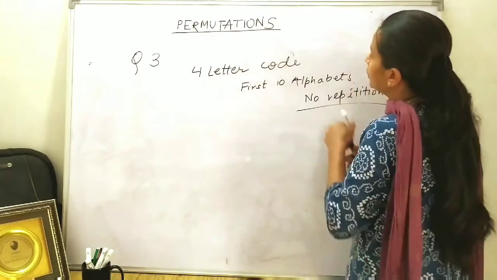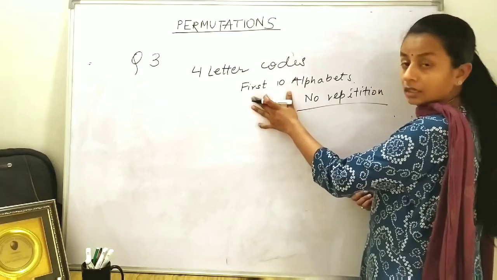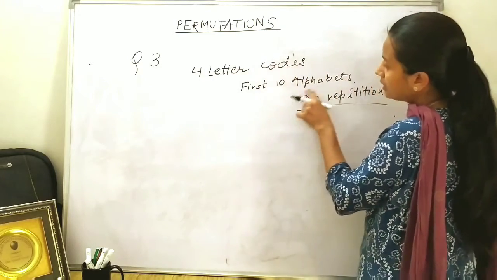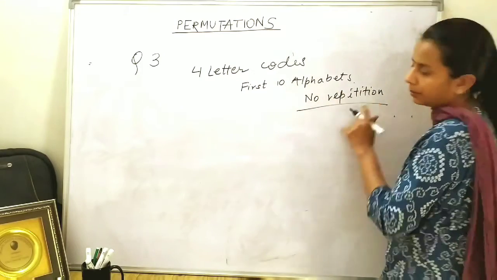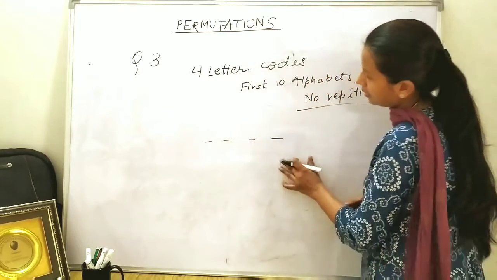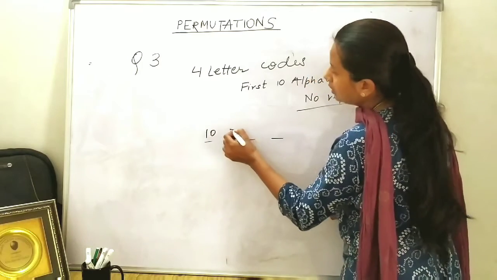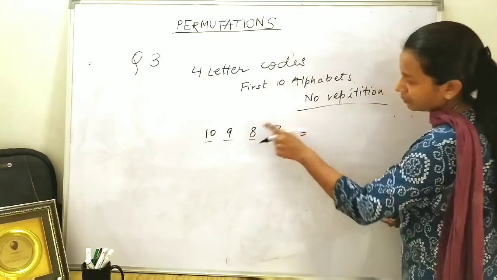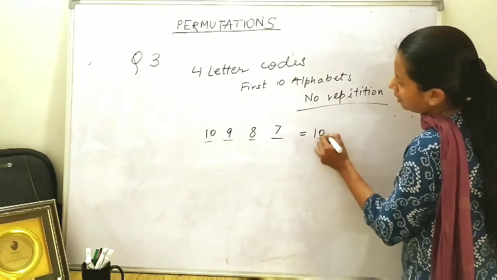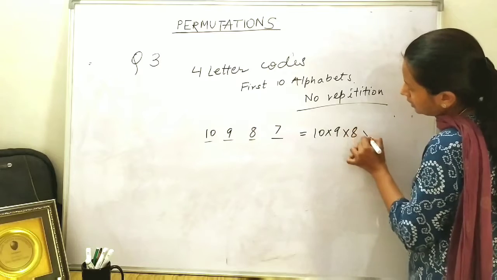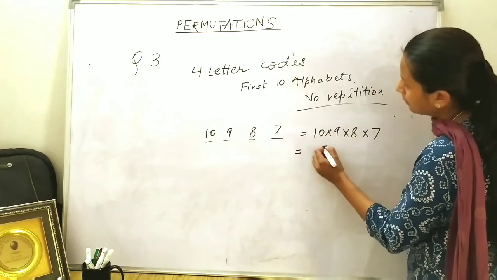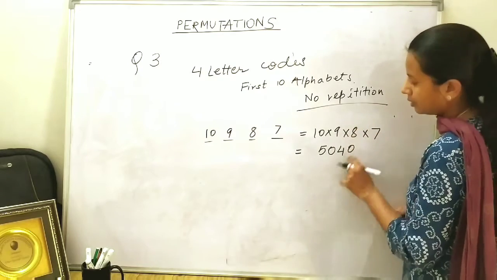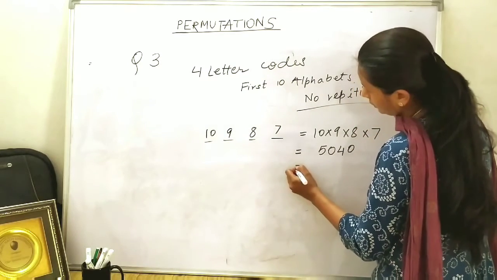How many 4-letter codes can be formed using the first 10 letters of the alphabet with no repetition? We have 4 places. The first can be filled with 10, the second 9, the third 8 and the fourth 7 because there is no repetition. 10 into 9 into 8 into 7, we get 5040 codes.